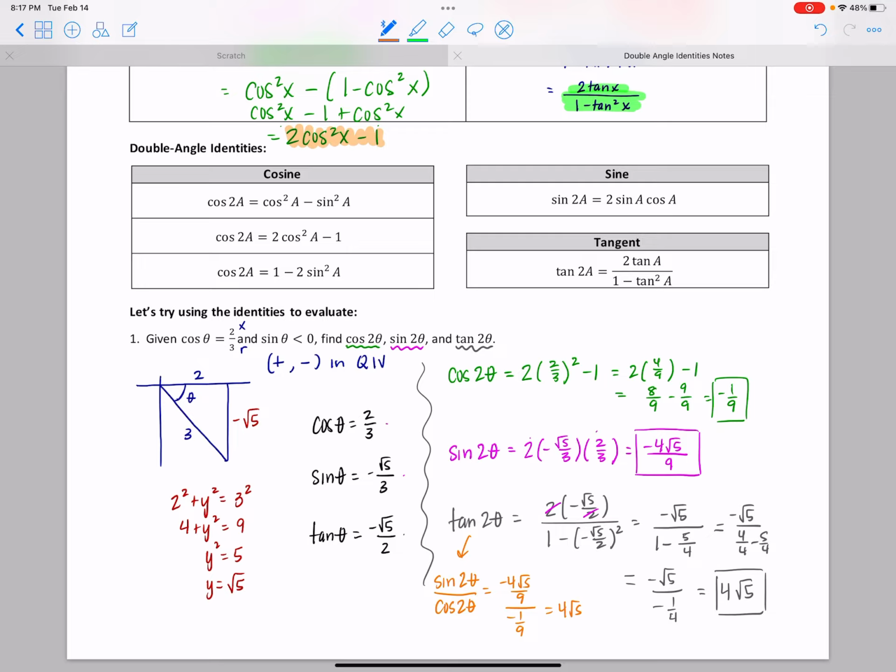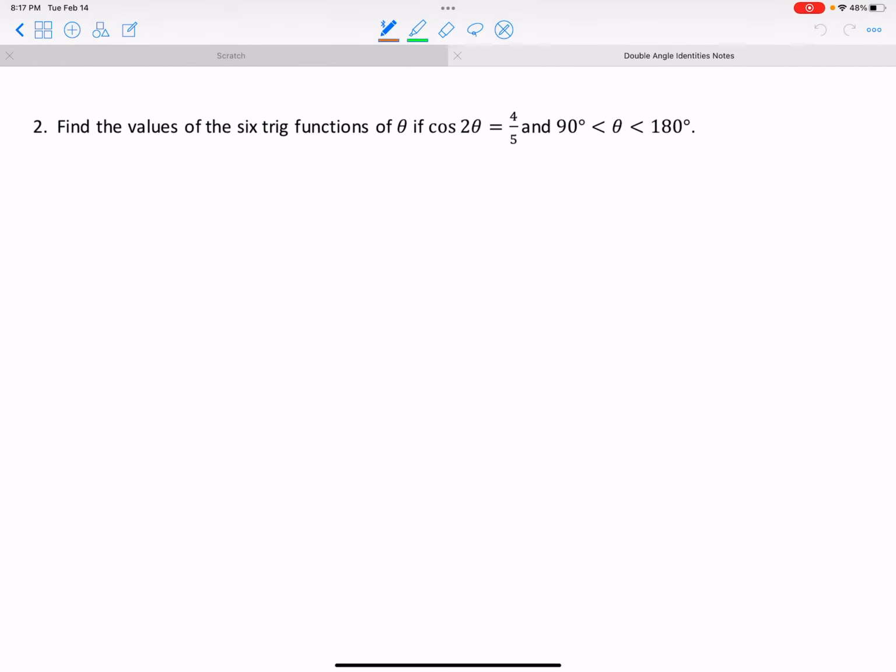Alright, so let's continue. We're going to work in reverse on the second example. It says to find the values of the 6 trig functions, which means find the sine, find the cosine, find the tangent, secant, cosecant, cotangent of theta. So just like we've done before, finding the 6 trig function values. But this time what we're given is that the cosine of twice our angle, our double angle, is 4/5. And it says our angle is between 90 and 180 degrees.